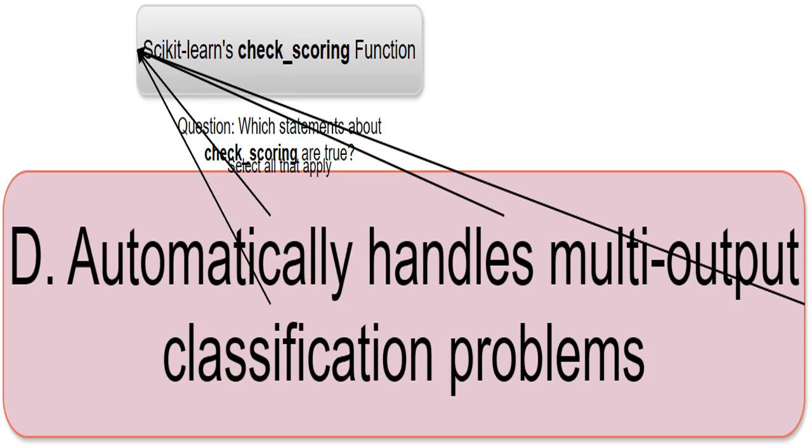This statement claims that check_scoring automatically handles problems with multiple outputs. This is incorrect. I need to specifically handle the multi-output aspect using appropriate techniques. It's not a completely hands-off process for these types of problems.